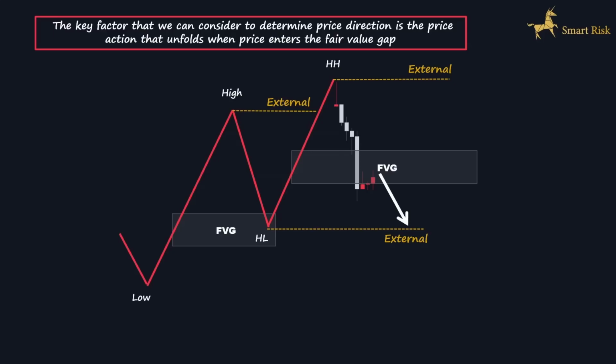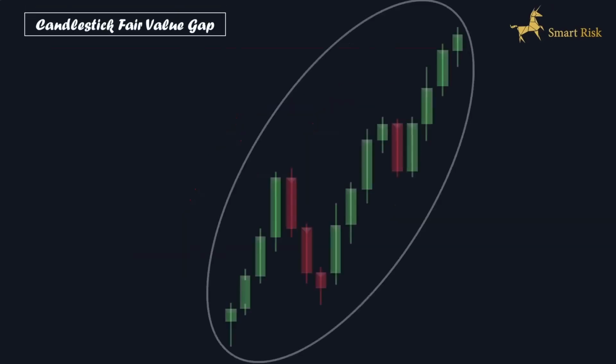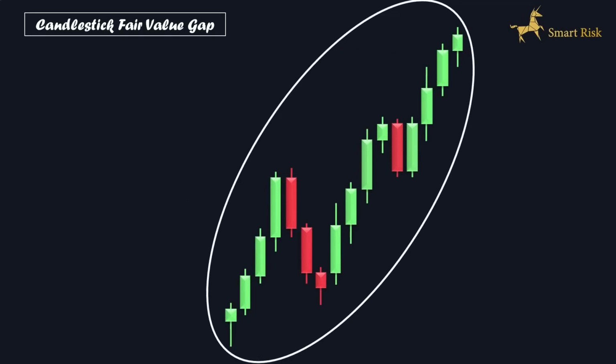To solidify our understanding of fair value gaps, let's see how we should identify them on the chart. Consider a series of bullish candles as illustrated. Let's begin our analysis from the bottom of the candle series. Here, we have a 3-candle sequence represented by these 3 green candles. If we draw lines from the upper wick of the first candle and the lower wick of the third candle, we see a gap between them.